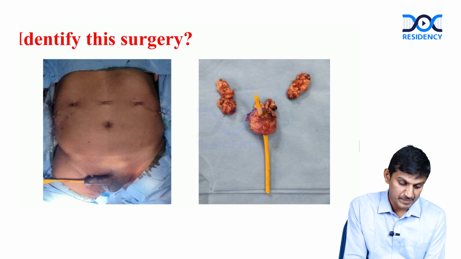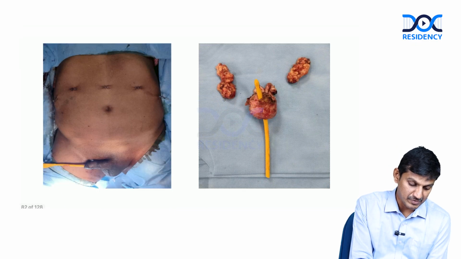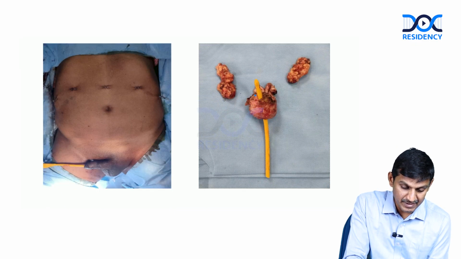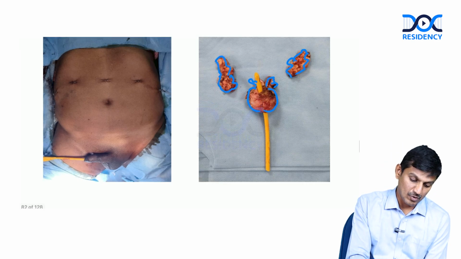Okay, what is the specimen? What is the surgery that is being done here? Again, it is a minimally invasive procedure. This is a typical specimen. You see a big prostate along with the seminal vesicles. On either side, you have removed nodal packets. This is again a case of a radical prostatectomy.